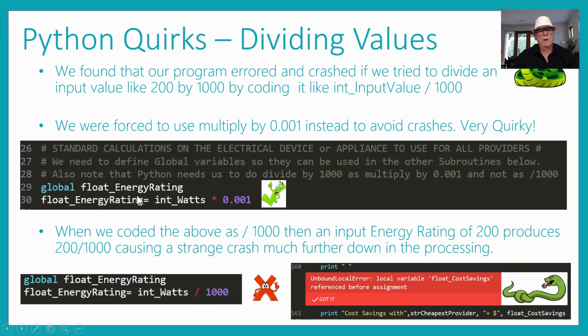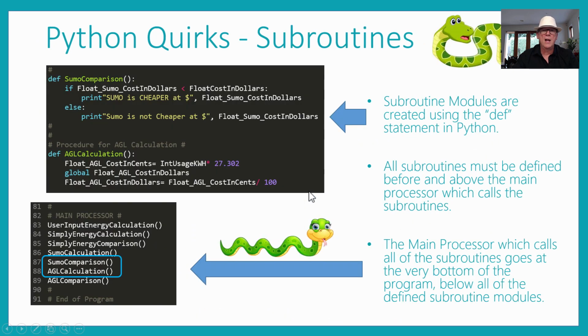Okay, now dividing values. When we're doing our electricity program, we have to take that watts value and divide it by 1,000 to get a kilowatts value. Now in Python room, there's a problem with dividing by 1,000, which we explained in the previous video. So we're going to have to use 0.001. Multiplying by 0.001 is the same as actually dividing by 1,000, and that one works in Python room. So we'll be doing it that way.